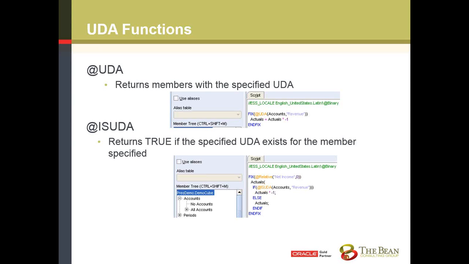It returns a Boolean value, true if the UDA exists for the specified members. So in this case, we're fixing on all our level 0 accounts, and then we create a calc block and check to see if any of the accounts are tagged with @ISUDA revenue. Any accounts that are tagged with a revenue UDA, we do a sign flip. So two different ways to skin that cat.